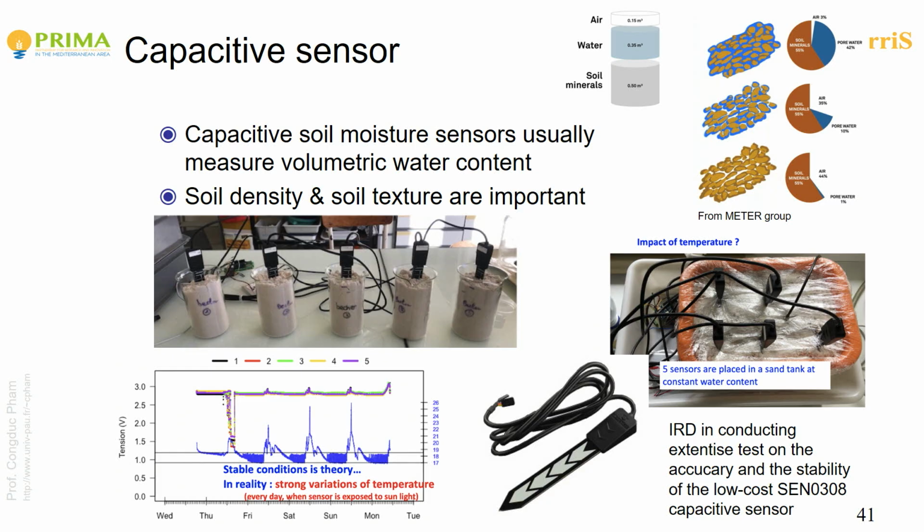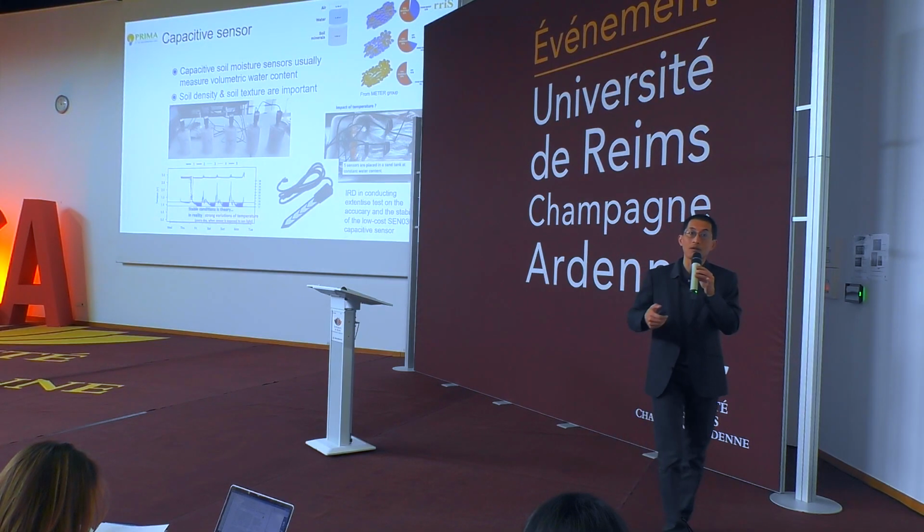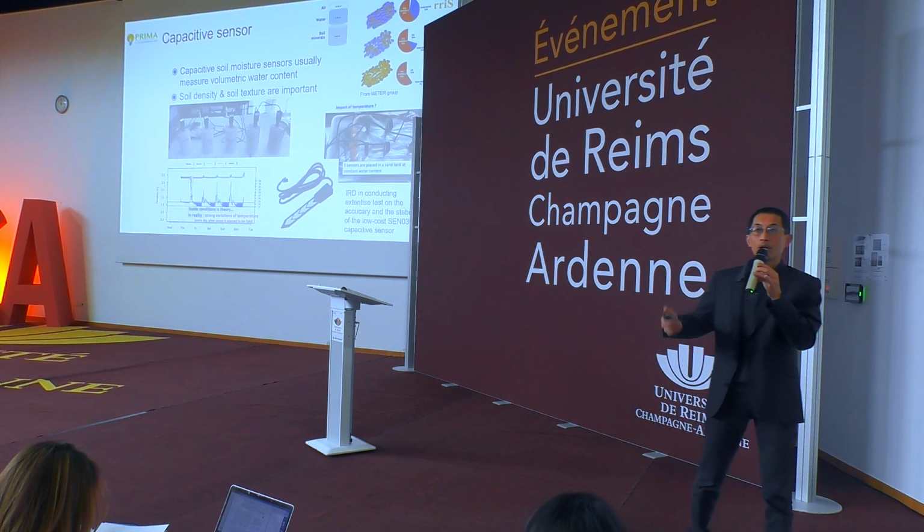So this is for the capacitive sensors. But sometimes the temperature also has some impact. And the infrared radiation could have some impact also. So the calibration of local sensors is very important.